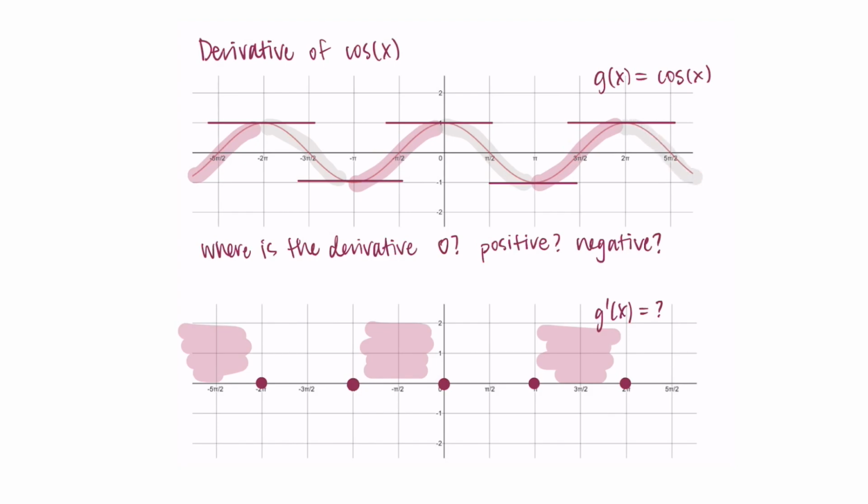Similarly, the derivative is negative when the function cosine is decreasing. This is from 0 to pi, from 2 pi to 3 pi, and from negative 2 pi to negative pi. So these intervals are where the derivative is below the x-axis. It has a negative output.